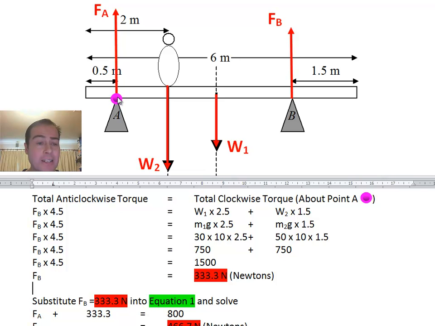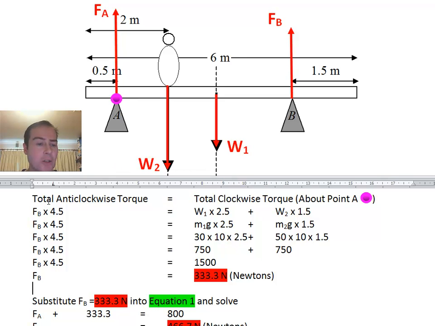Interestingly, Fa doesn't contribute any rotation because it's acting right at that point. It has to be acting at some distance. The distance here is 0, so is the torque. And you know from your own experience that pushing directly on an object doesn't cause it to rotate. You have to apply a force from a distance to that point of rotation to create any rotating effect.